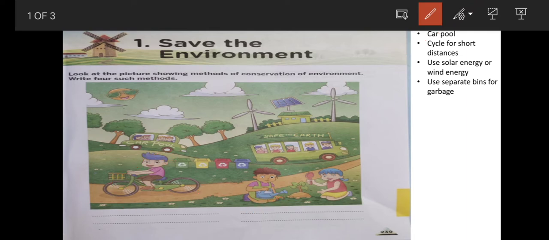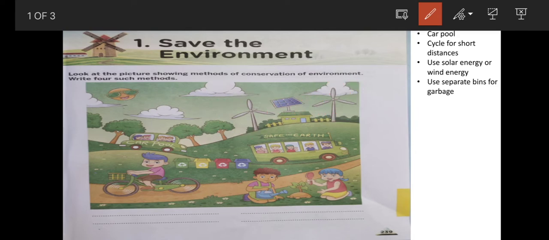Next, let us find out the third method. Here in the given picture we can check it out. We can see a solar panel and windmills. What is the use of solar panel? The solar panel converts the sunlight to solar energy. And what is the use of windmills? When the wind blows, the blades of the windmill start rotating, and it converts the wind energy to electrical energy.